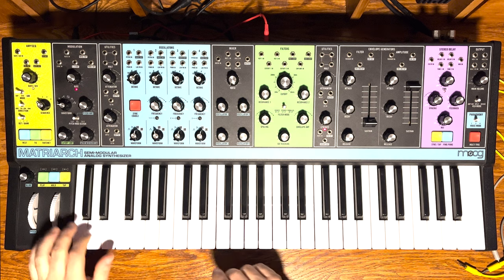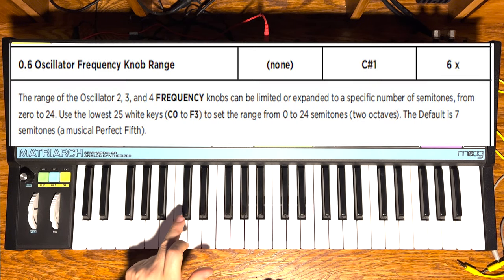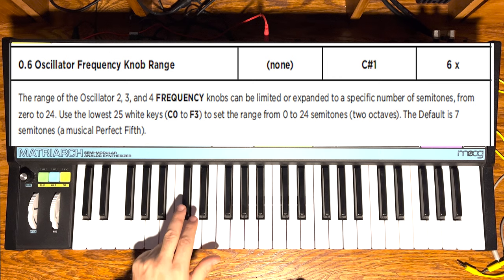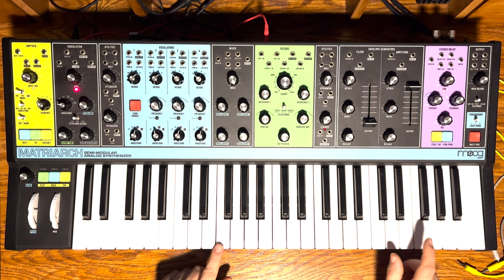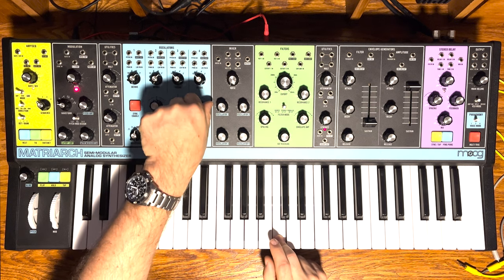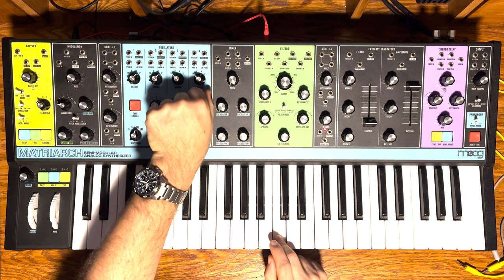Now, Matriarch default is a fifth in either direction, but we can change that if we go into global settings and hit C-sharp 1. Sometimes parameters without group select keys get stuck, so you can fix that by hitting the high A-sharp key. And we're going to go for full range, which is F3. Now we have a 2-octave range with our frequency knob.